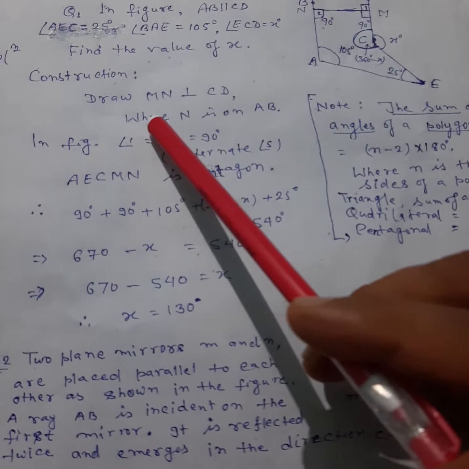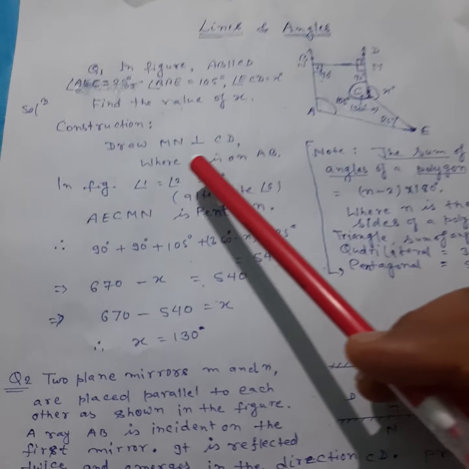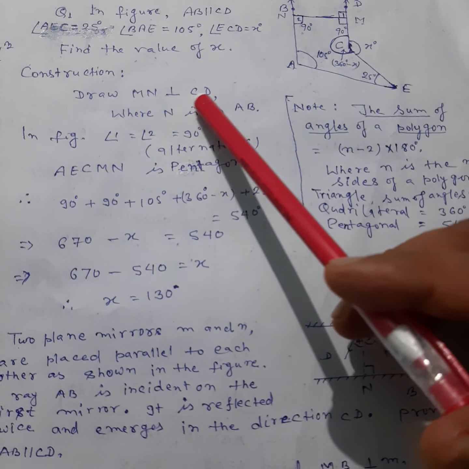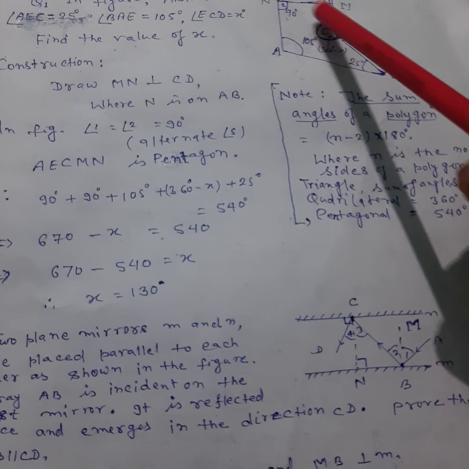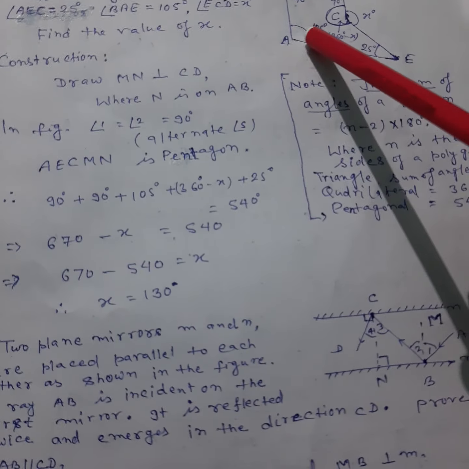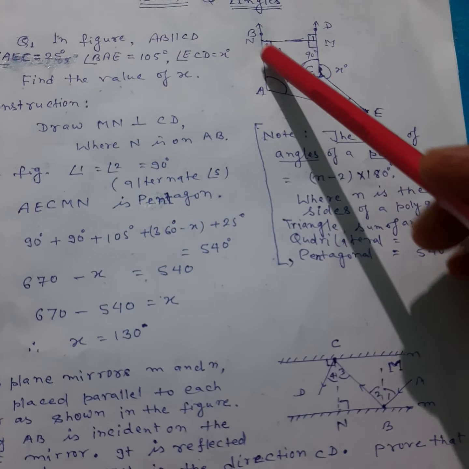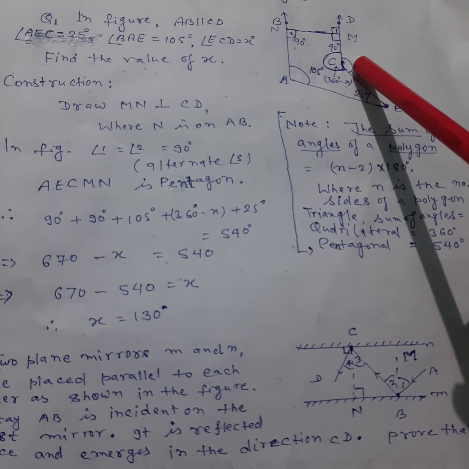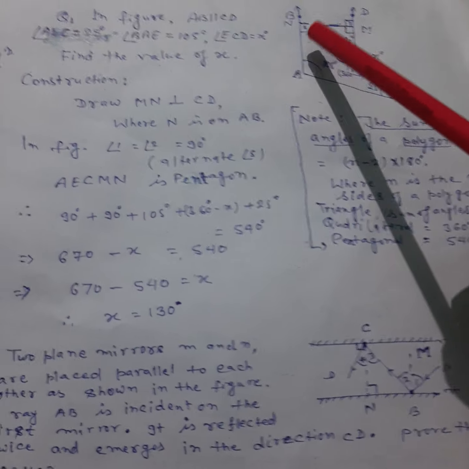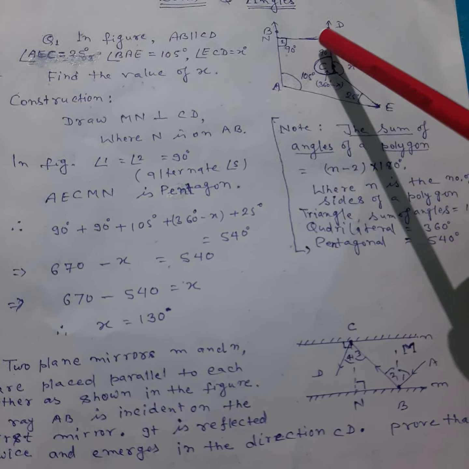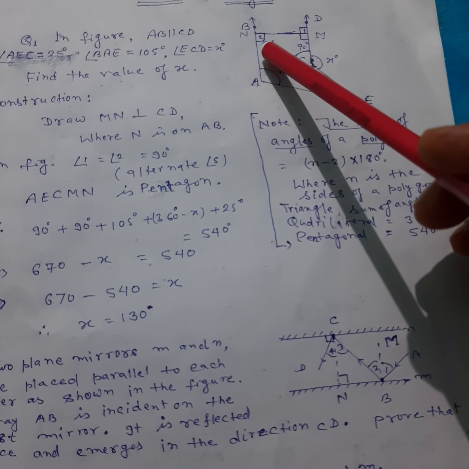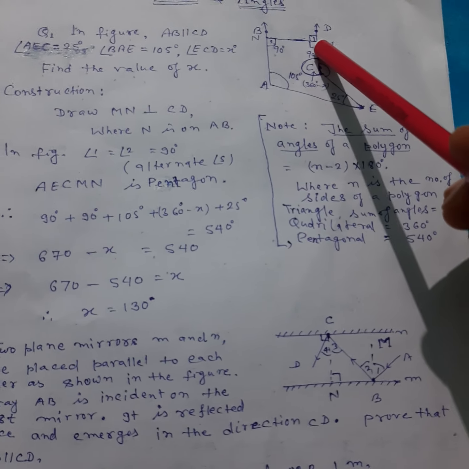Here we do a construction. Draw MN perpendicular to CD. Both are parallel lines, so MN is perpendicular to AB as well as CD. So both the angles are 90 degrees, because the sum of co-interior angles is 180 degrees. One is 90, so the other is also 90.